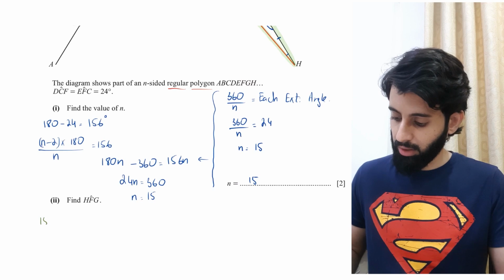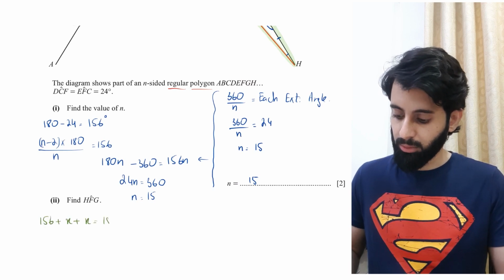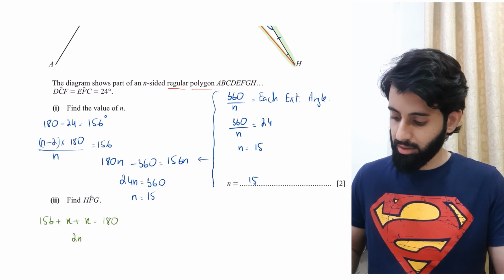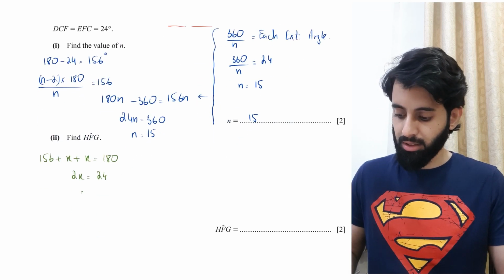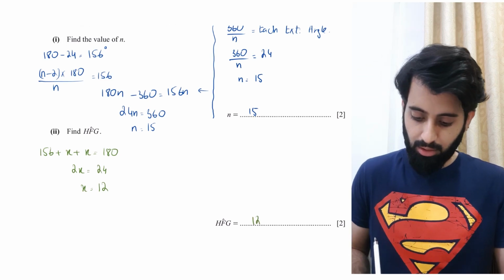So basically 156 plus x equals 180. 2x is equal to 24, since that's what 180 minus 156 is. x is equal to 24 divided by 2, which is equal to 12, and that is the correct answer. There you go, 12 degrees.